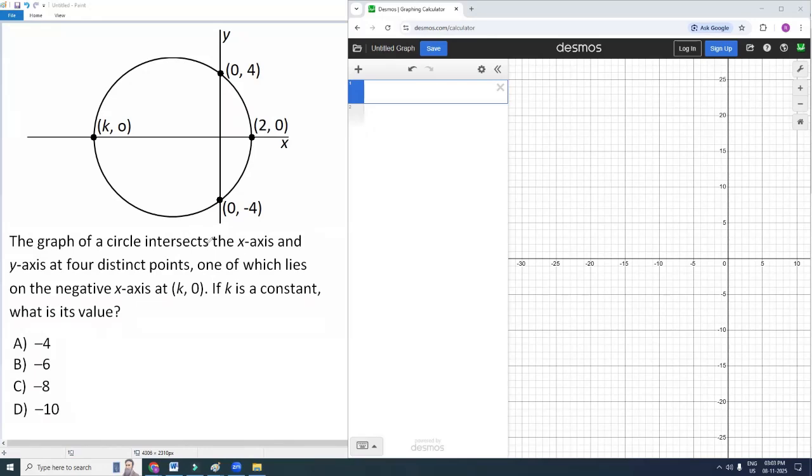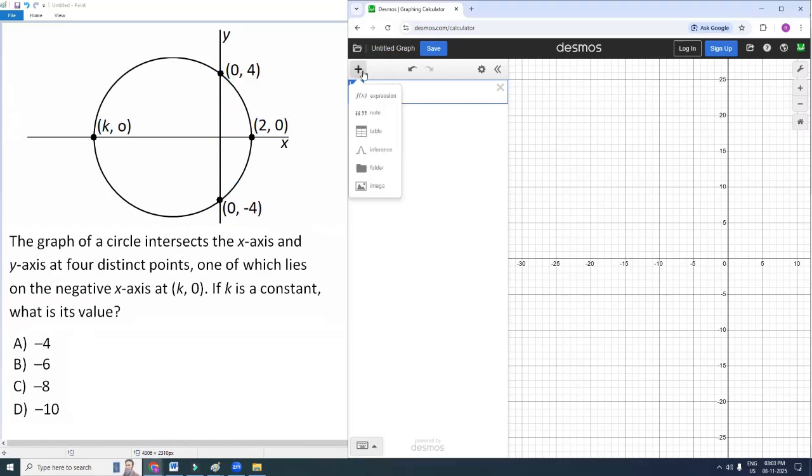The graph of a circle intersects the x-axis and y-axis at 4 distinct points, one of which lies on the negative x-axis at (k, 0). If k is a constant, what is its value? Okay, here we have 4 points on the circle, and one of the points, that is (k, 0), contains an unknown constant k. Now let's take these 3 points as input in Desmos.